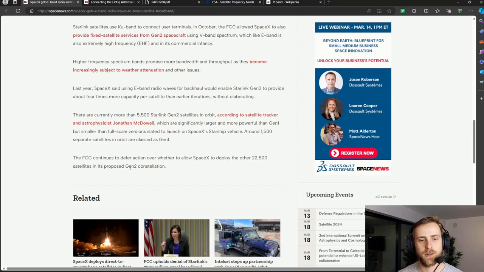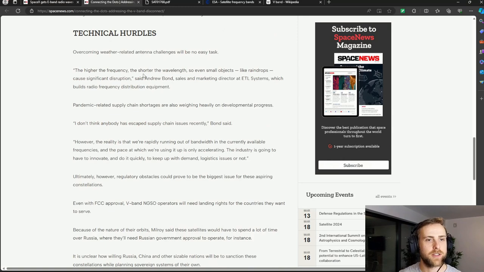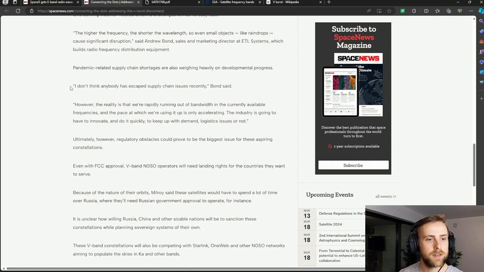in its proposed Gen 2 constellation. Okay, let's hop over to the technical hurdles with these radios. So the higher the frequency, the shorter the wavelength. So even small objects like raindrops cause significant disruption, said the marketing director of ETL Systems.